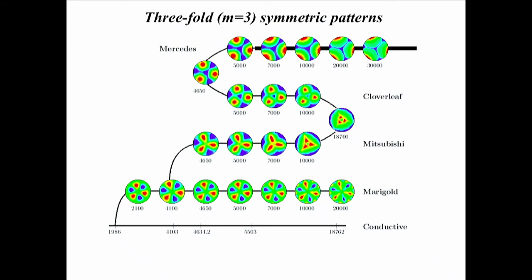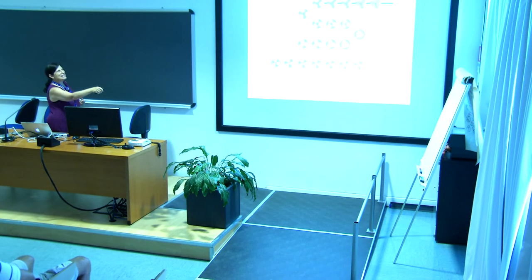You see these are bulging out and these didn't. And then another saddle node bifurcation here. And finally, you get to the Mercedes. And this thick blackness here means that it's stable. None of these patterns are stable. This one, for reasons unknown, is stable. But the genesis of it, of the creation of this solution, happens through all this.